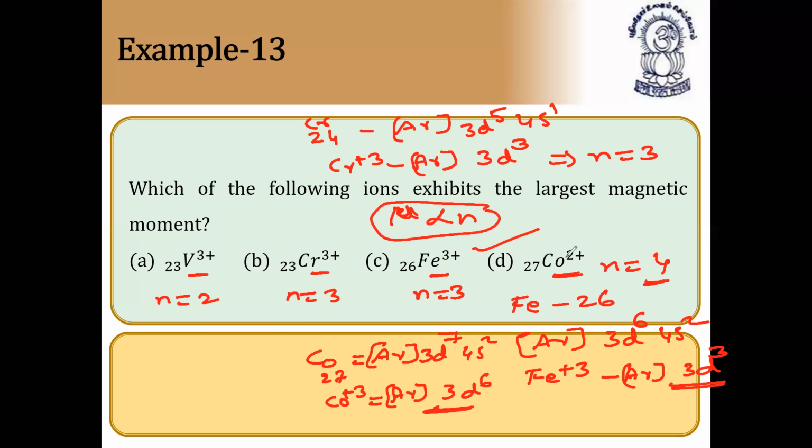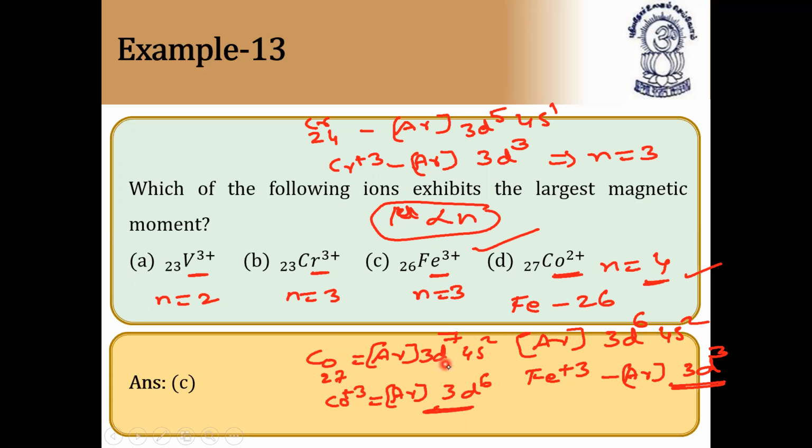Highest in this case of cobalt 2+ when compared to vanadium 3+, chromium 3+, Fe 3+. So n is equal to 4. That is the number of unpaired electrons. Answer is D option. Let us check the answer. So it should be 100%. It is not C. It should be D. I hope it is clear.